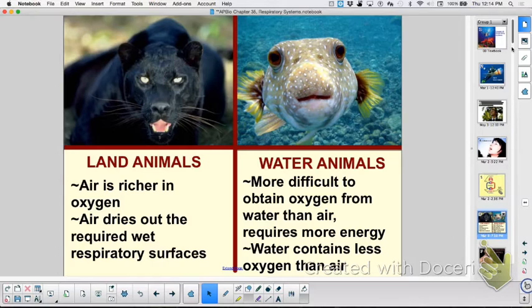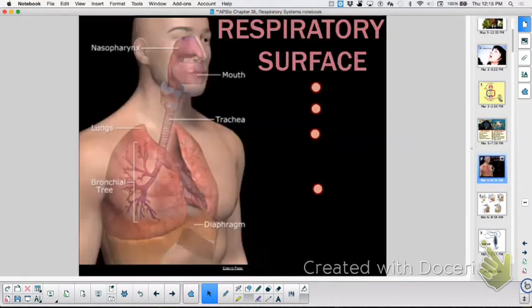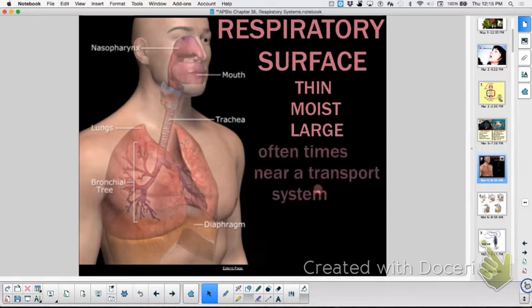I just want to make sure we all know we're not splitting water molecules and getting the oxygen from the water molecule itself, right? We all know that. Just like you would dissolve sugar into coffee, the oxygen is dissolved into the water. Characteristics of a respiratory surface: thin to allow for diffusion, moist to allow the gases to dissolve, large enough, adequate size in order to get enough gases to maintain your body, and usually it's near a transport system if you have it localized in one area.